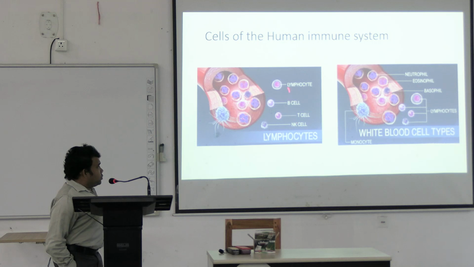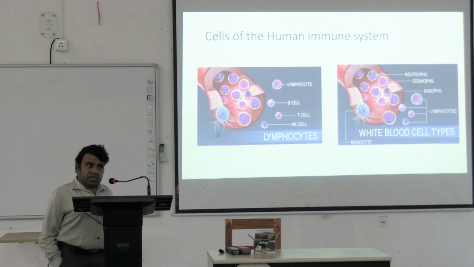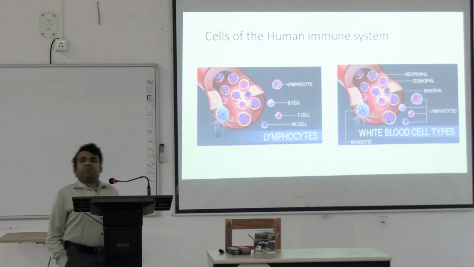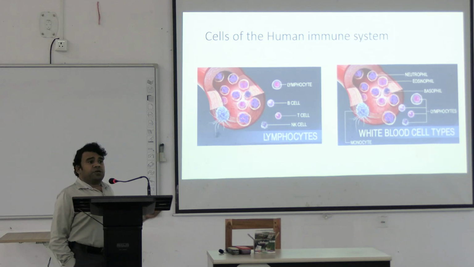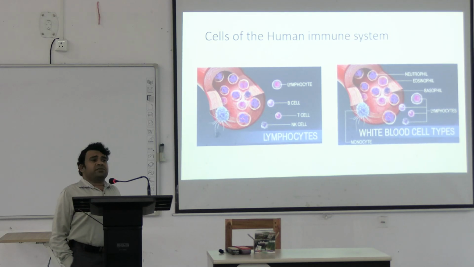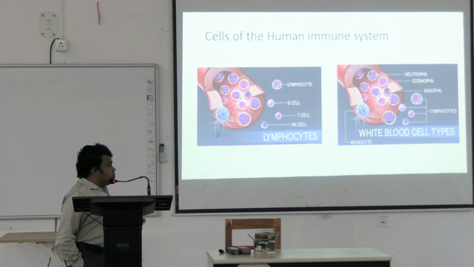And in case of lymphocytes, again we have the B cells, T cells, and the natural killer cells. So most of the adaptive immune response that we see in the human body is mediated by the lymphocytes. And the predominant innate response, or the immediate response on exposure to any kind of pathogen that we see, is by the white blood cells.